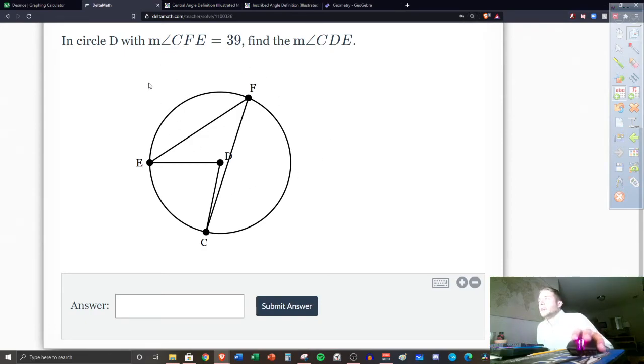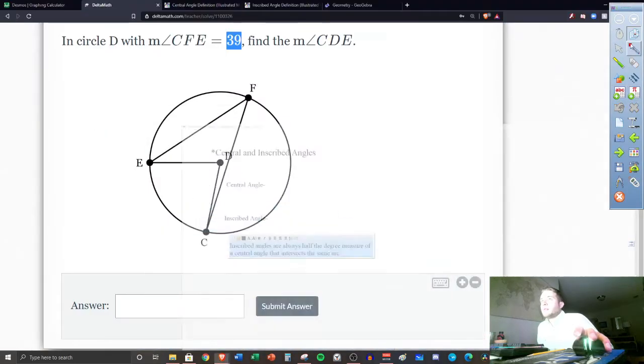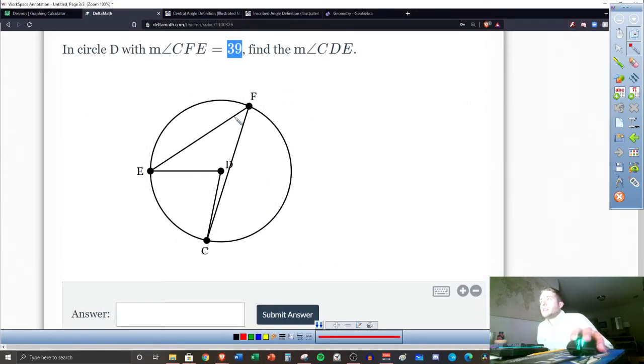So we have the circle D with the measure of angle CFE. CFE is 39 degrees. All right, so I'm going to draw on this. So we know that this is 39 degrees right there. So we want to find the measure of CDE. Really what we need to know is which one is the central angle and which one is the inscribed. Remember, inscribed is on, all points are on the circumference. So CFE is inscribed and CDE is central.